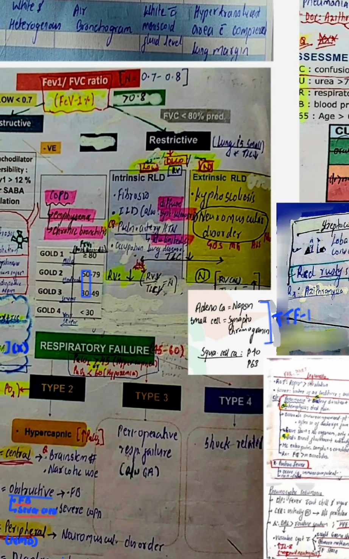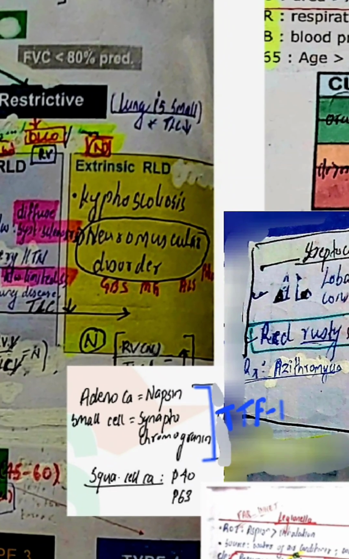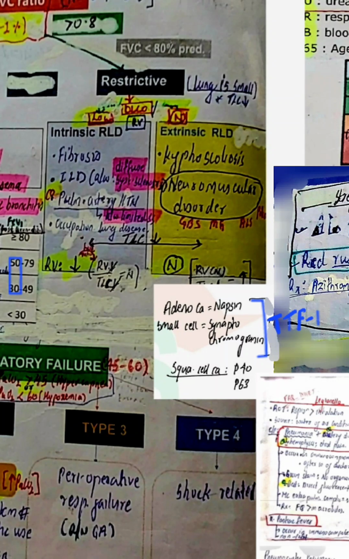Now in restrictive we always see the diffusion capacity of the lung for carbon monoxide, and we will see residual volume. Both residual volume and DLCO can be normal or low. If it is normal, that means the defect is outside the lungs. For example, kyphoscoliosis, neuromuscular disorders such as Guillain-Barré syndrome, myasthenia gravis, amyotrophic lateral sclerosis, polio. If both diffusion capacity and residual volume are decreased, that means the defect is within the lungs. For example, fibrosis, interstitial lung disease, pulmonary artery hypertension.